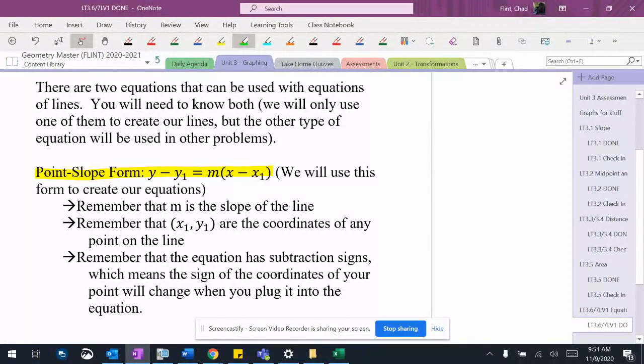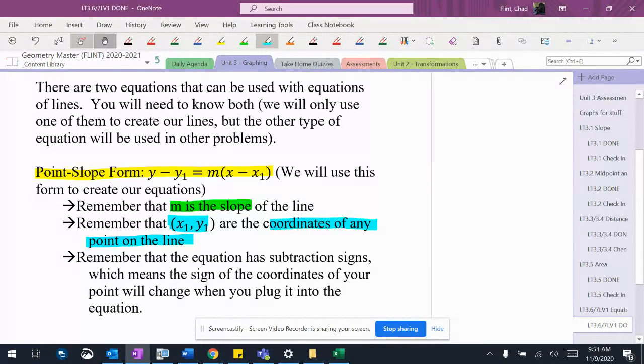A couple of things to know about it. First of all, m is the slope. So we're going to find the slope, or maybe it'll be given to us, and we're going to go ahead and use that in this equation and plug it in. x1 and y1 that are in the equation, those are the coordinates of any point on the line. Any point, it doesn't matter what point it is. If you get 2 points, then you pick one of them, okay?